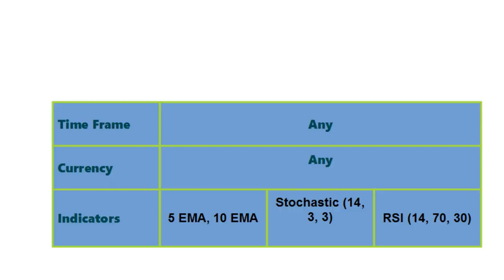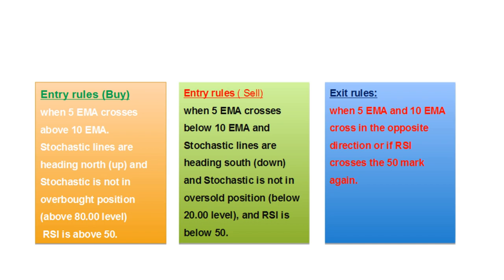These indicators are the 5-unit and 10-unit EMA indicators, stochastic lines, and a relative strength index. It can occur during any time frame with any currencies. These are the entry and exit rules. They're very simple. There's basically just 3 of them that deal with those 3 indicators.